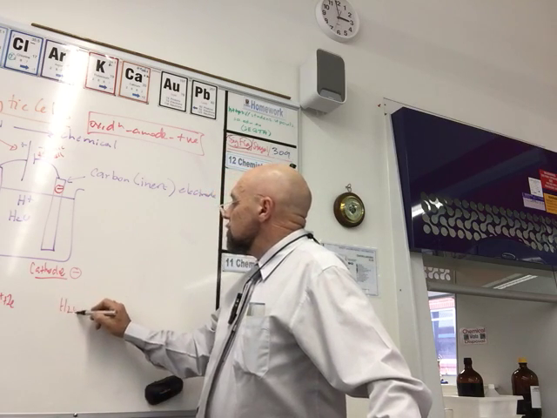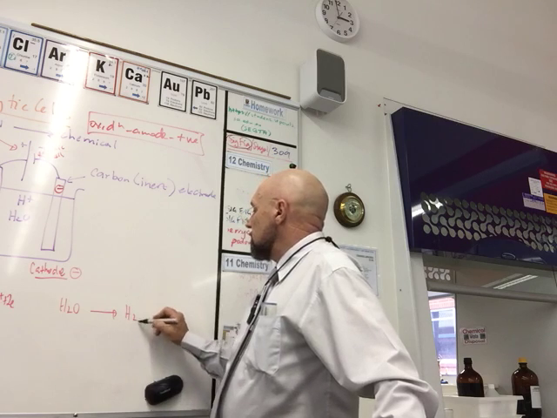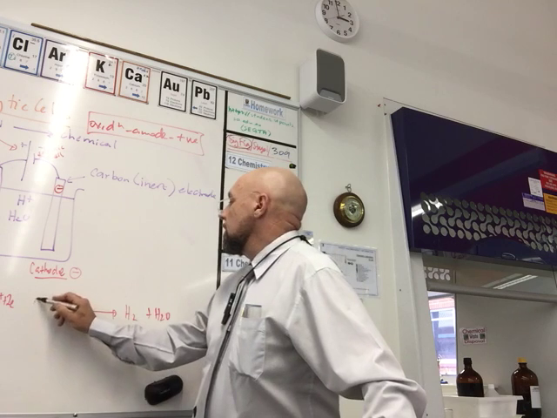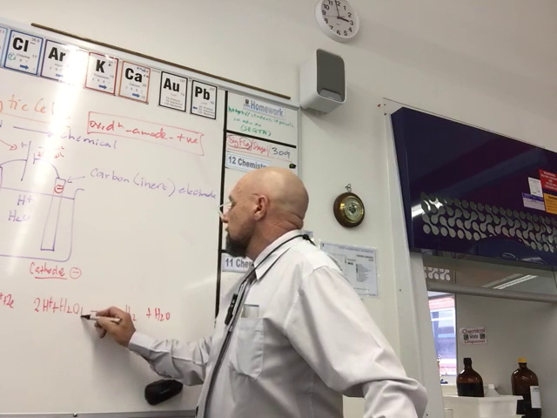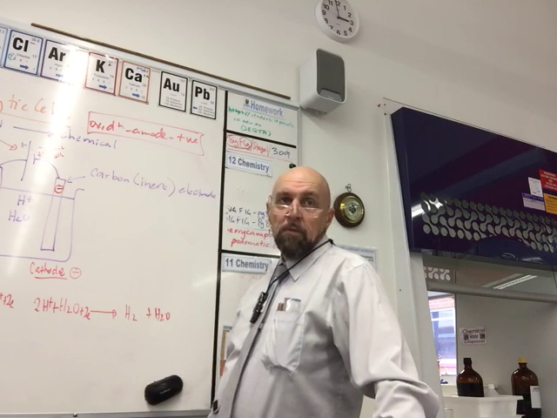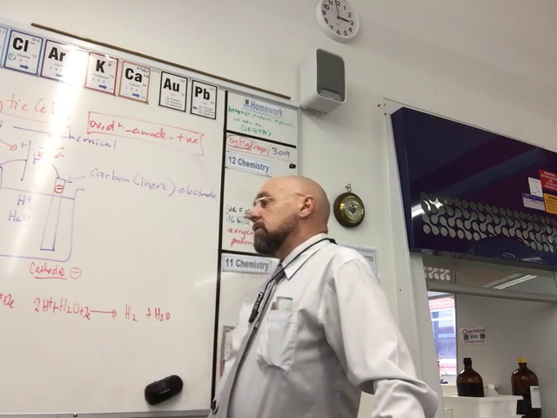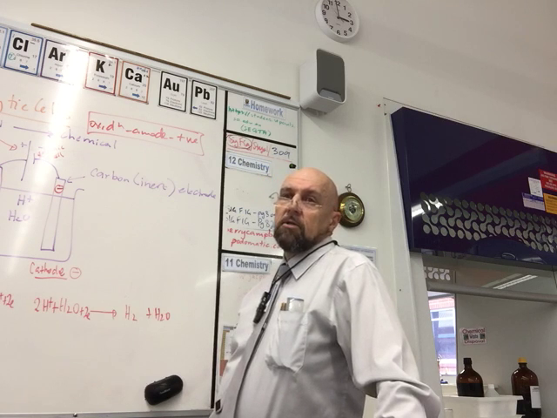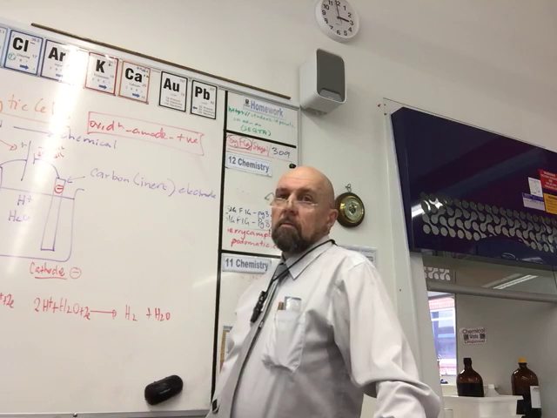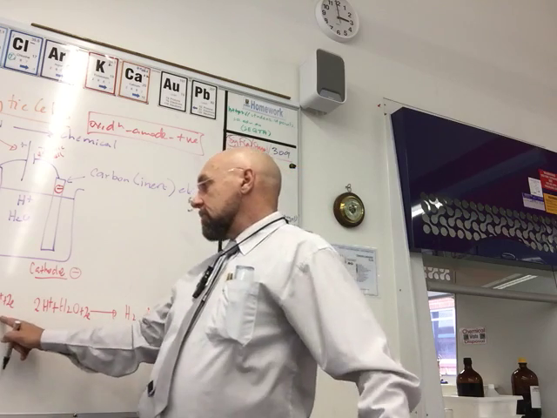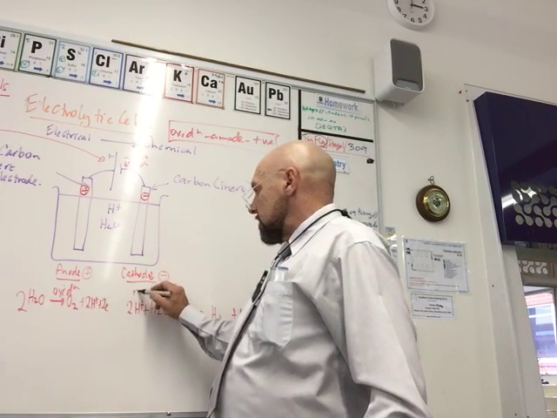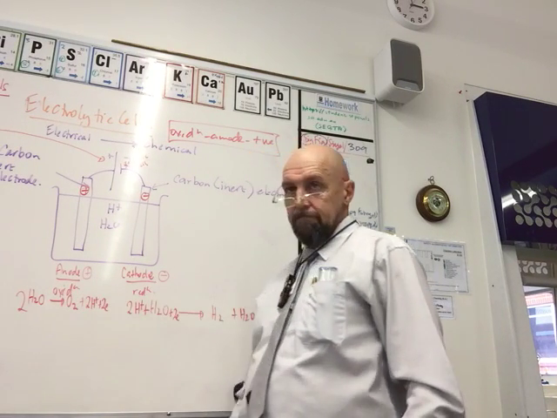So H2O goes to H2 plus H2O. I was a bit too quick. 2H plus. That's more like it. 2 electrons. So, what sort of a reaction is it that's occurring in the anode? Is it oxidation or reduction? It's oxidation, isn't it? This is loss of electrons. This is the oxidation. This is where reduction is occurring.